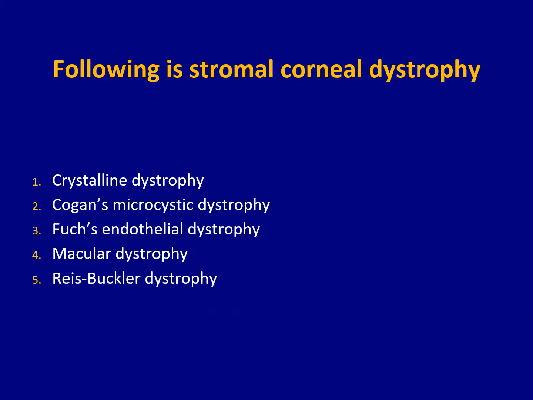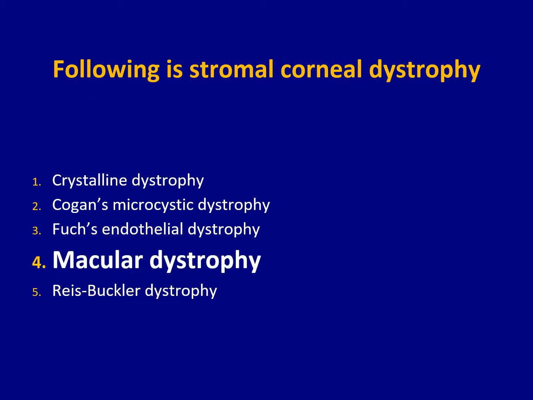The next MCQ is, following is the stromal corneal dystrophy. Again, you can recall that Cogan is anterior dystrophy, Fuchs is posterior dystrophy, crystalline is posterior dystrophy, Reese-Buckler is anterior dystrophy. So we are left with only one, which is macular dystrophy. So that may be the answer. Let's have a look. Macular dystrophy is the right answer.